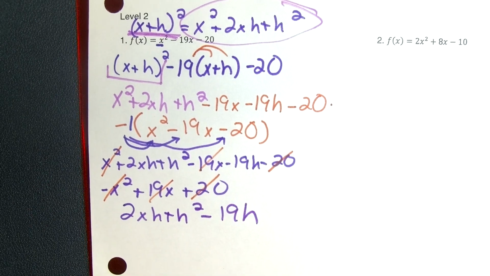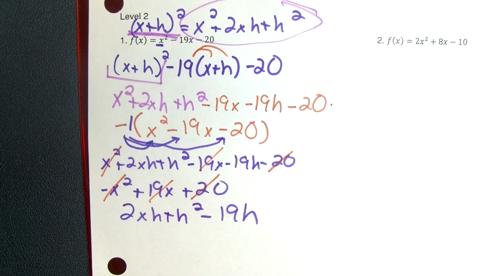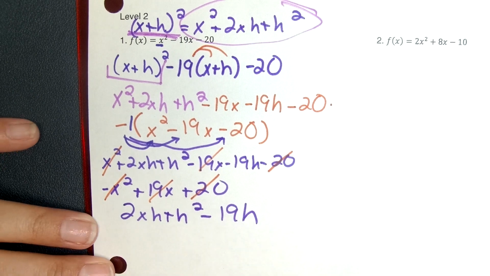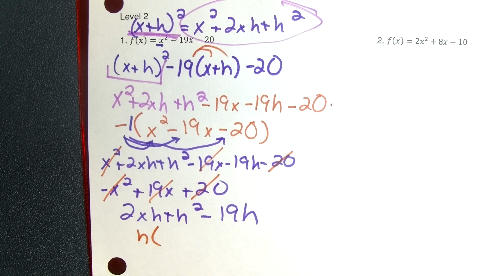I saw a lot of you struggling on this part too. Do each of these terms have an h? Yes. So what do we do to it? Sure, we factor it out. You want to factor it. Remember, you want to take the h out before you divide, okay?